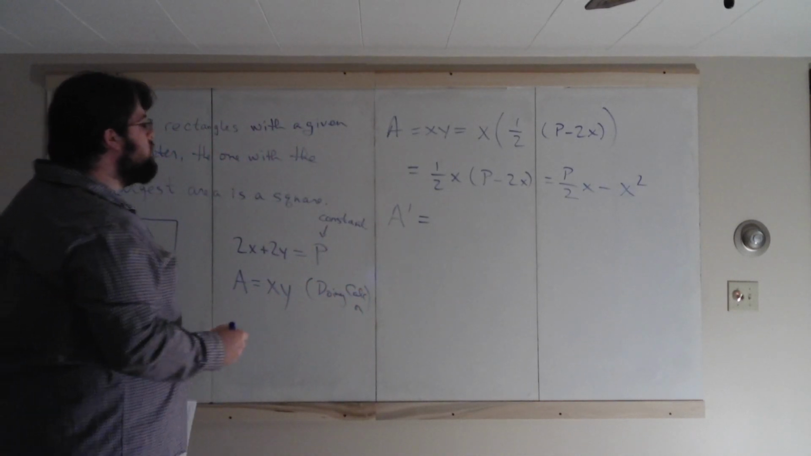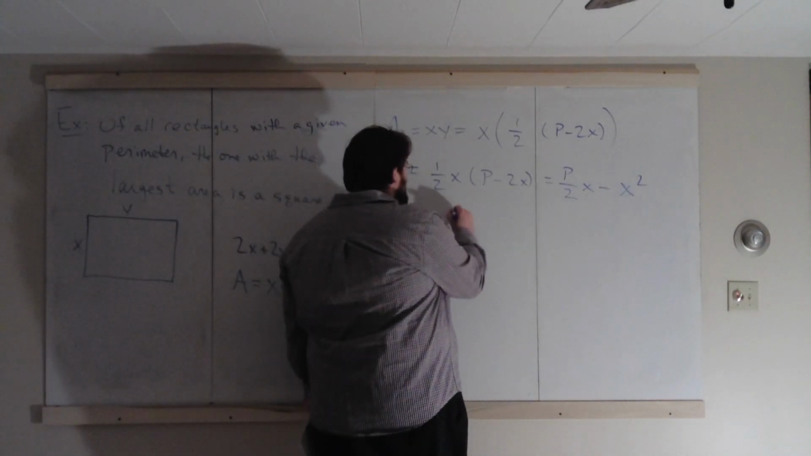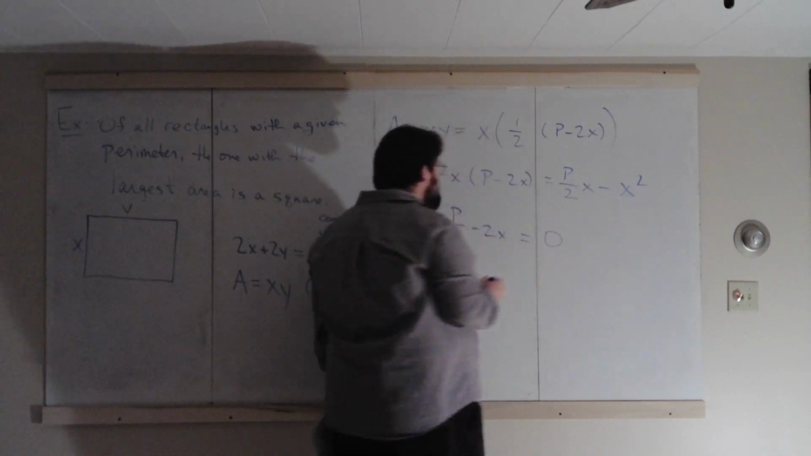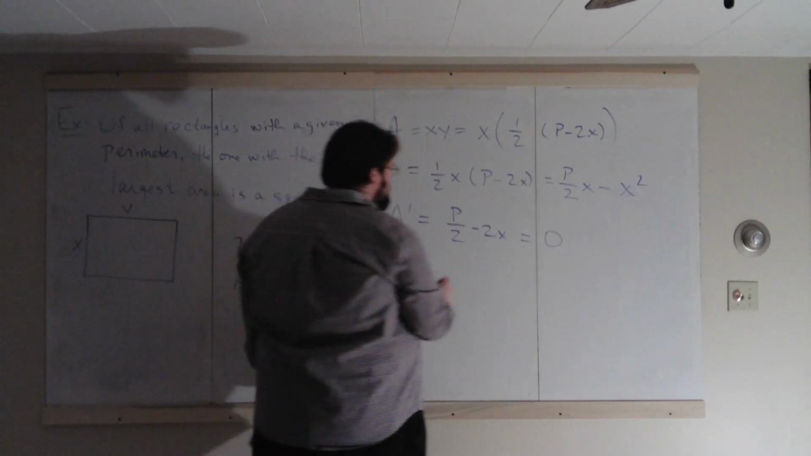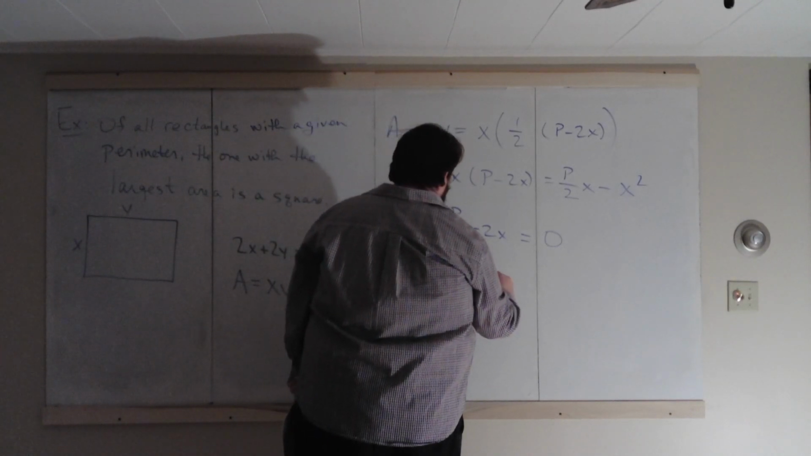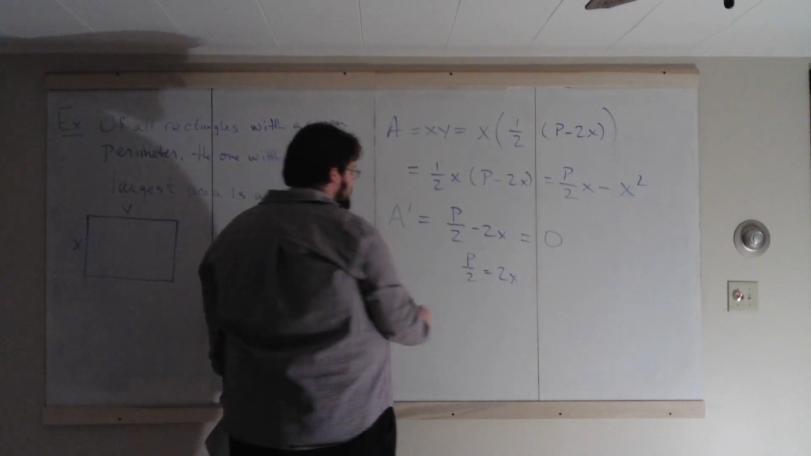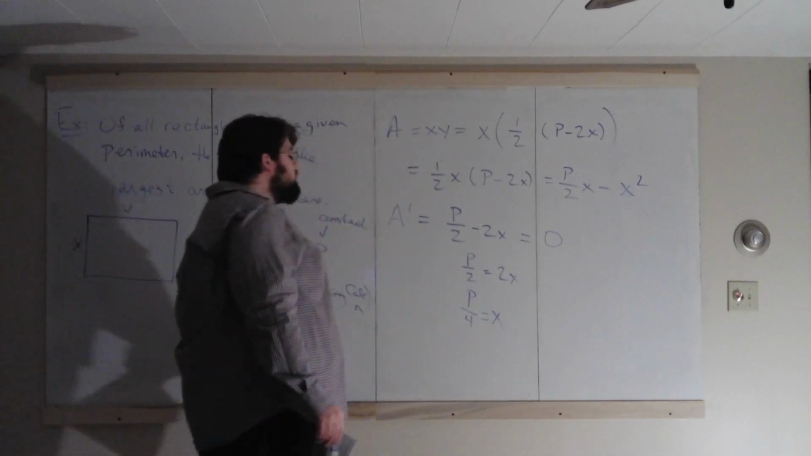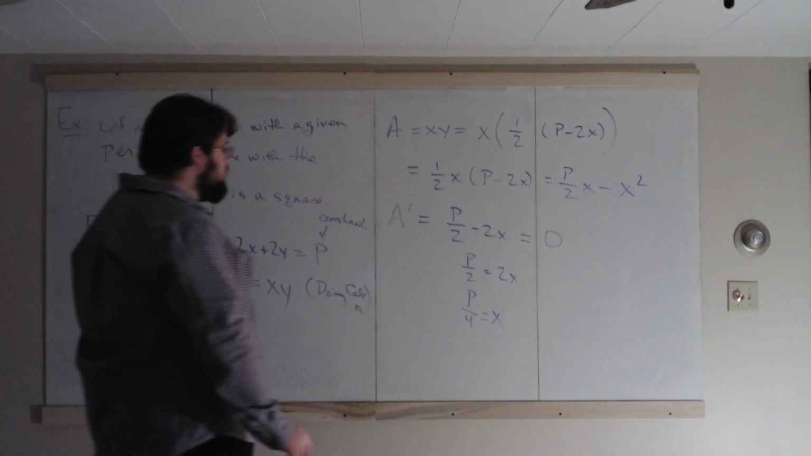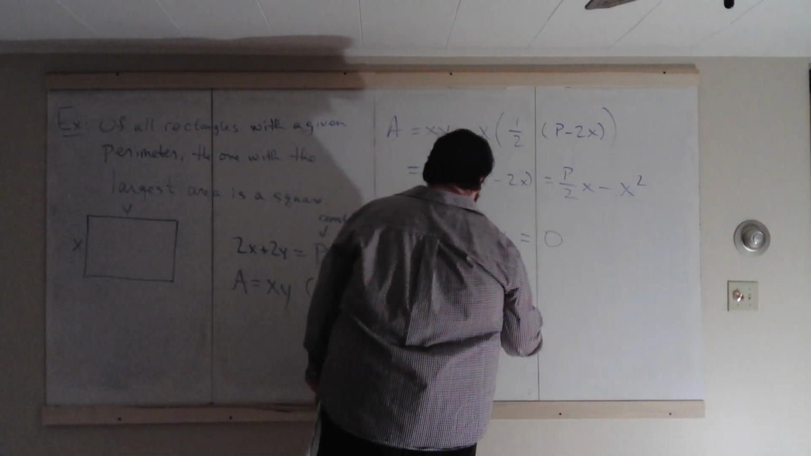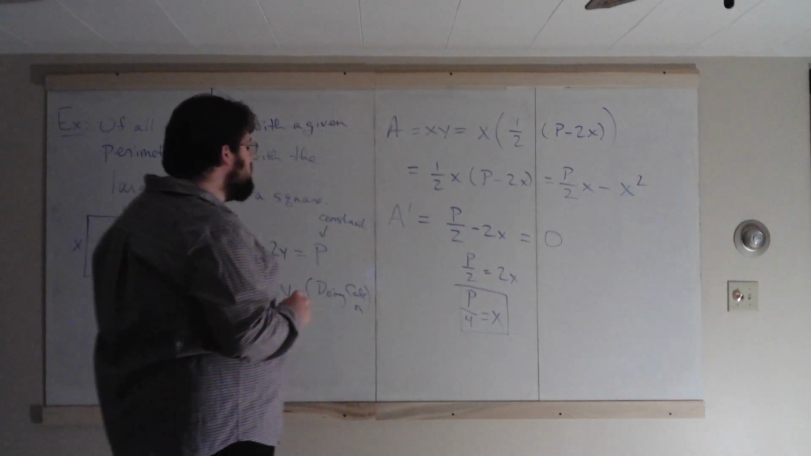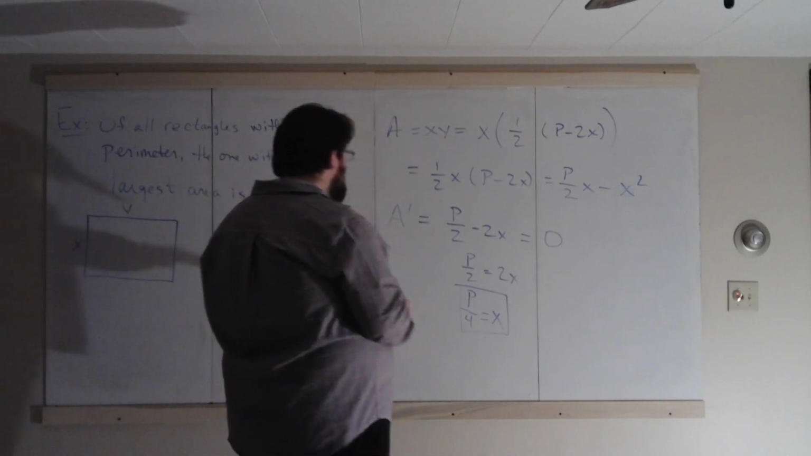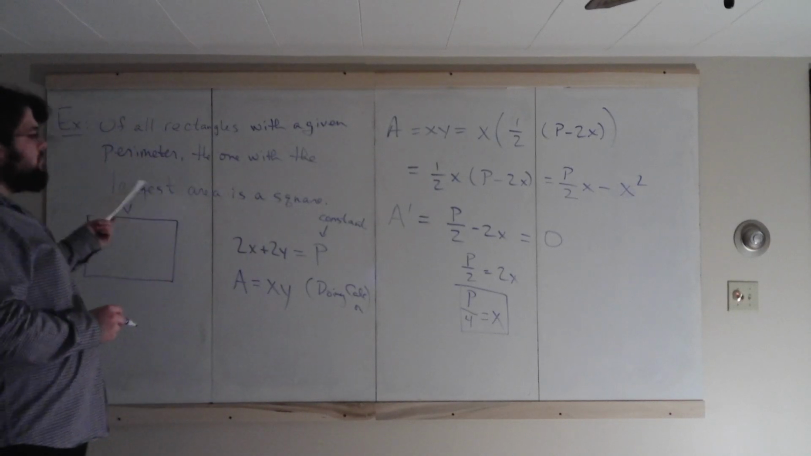So let's take the first derivative. P over 2 minus 2x, and let's set this equal to 0. How do we solve this? Well, let's isolate x. So add 2x to everything. Add 2x, divide by 2, you get x equals P over 4. Well, there's one observation. x equals P over 4. Well, let's show next that this gives a maximum.